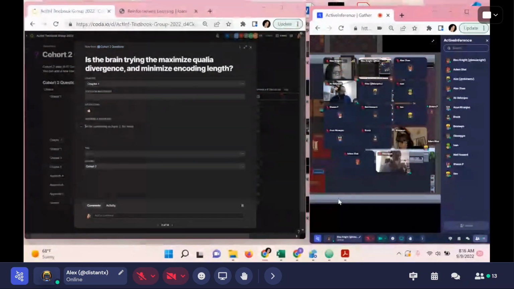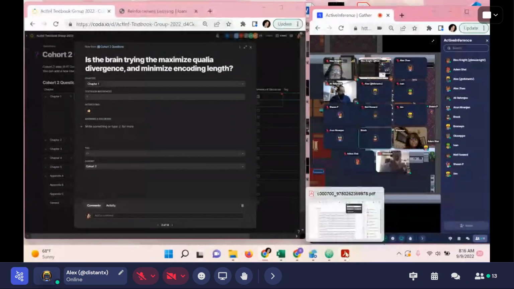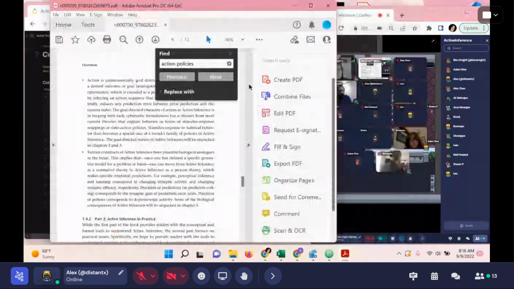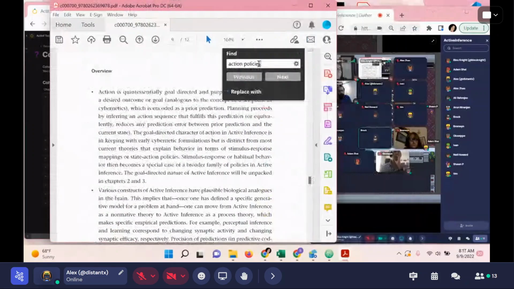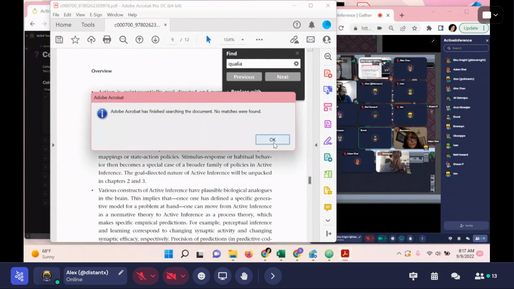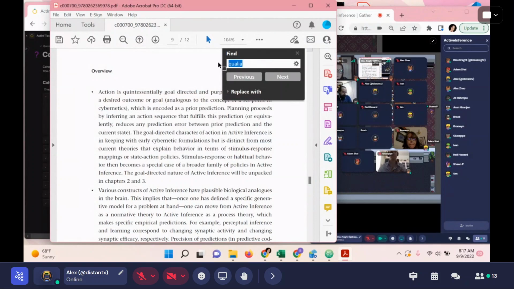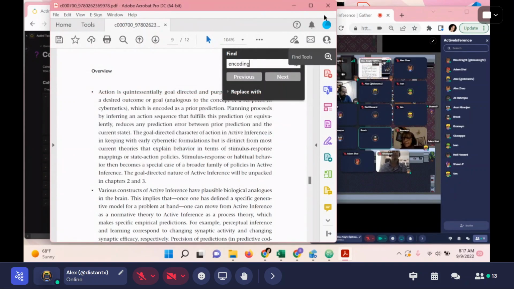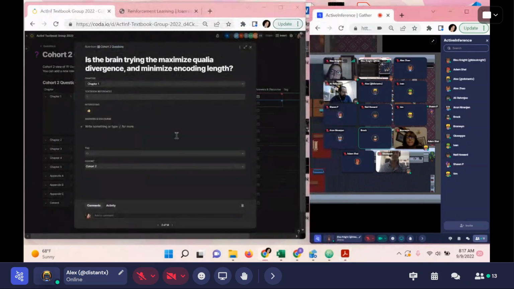Just the idea of maximizing qualia divergence seems like at some point that's beyond schizophrenic, maybe. So there's maybe some threshold beyond which you would not want to go. And that seems to have something to do with epistemic value. You can't just try to maximize your epistemic value forever. You would run into a pragmatic problem. This encoding length.